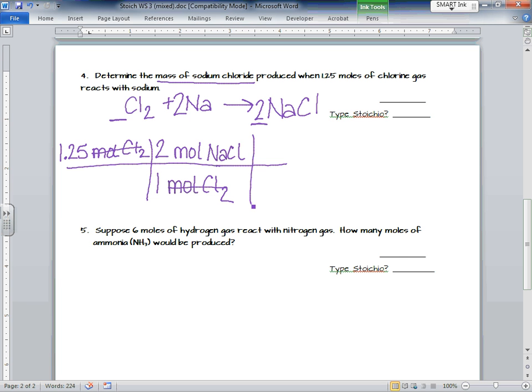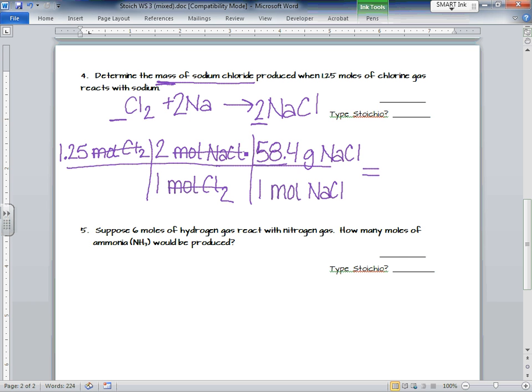Now that I have changed to moles of sodium chloride, I still need to find the mass, because that's what it's looking for. So on the bottom, I'm going to write 1 mole of sodium chloride so that I can cancel out that unit. And we know that 1 mole of any substance equals its molar mass. So the molar mass of sodium chloride is 58.4 grams of sodium chloride in 1 mole.